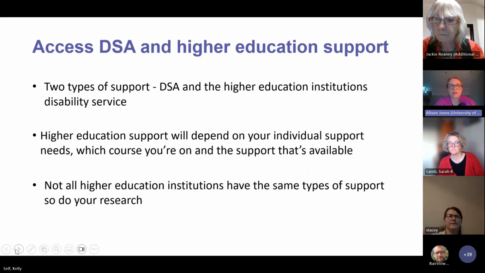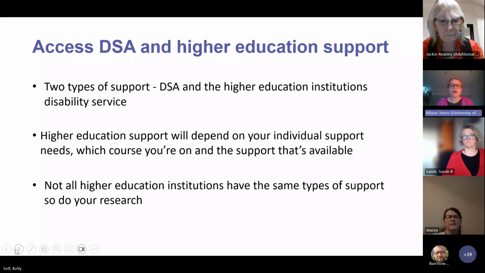Okay, so we've talked quite a lot today about DSA, but my main message is that at university there are two ways of ensuring that students have full access to all of the support that's available. In essence, there are two routes to setting up support. Some of the support can only be provided through DSA if a student is eligible to apply for DSA. And some of the other support will be put in place by the disability service within the higher education institution.